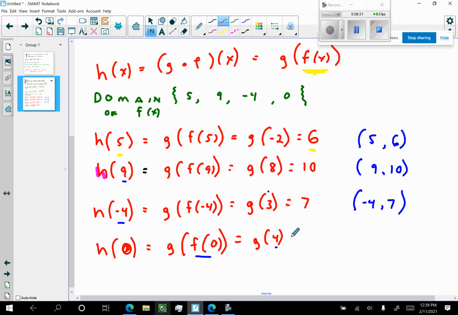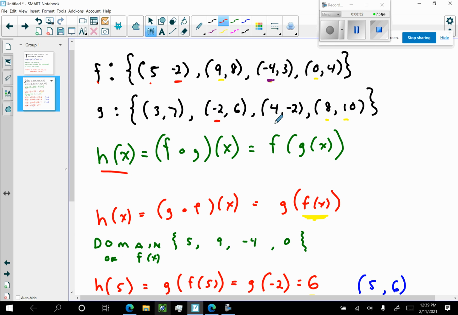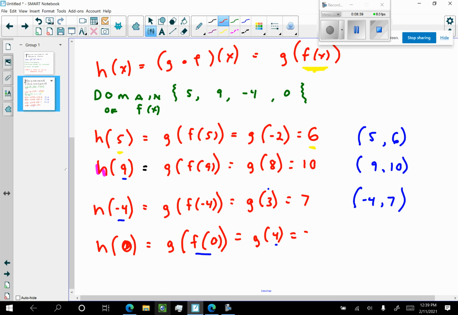And now I'm going to see, does G have an output associated with the input of 4? All right, here it is. Input, output, 4 G. So G of 4 is negative 2. Now I have an input and output of this G of f of x, which is going to be 0. Keep the colors the same. 0, negative 2. So those are your 4 points on G of f of x.